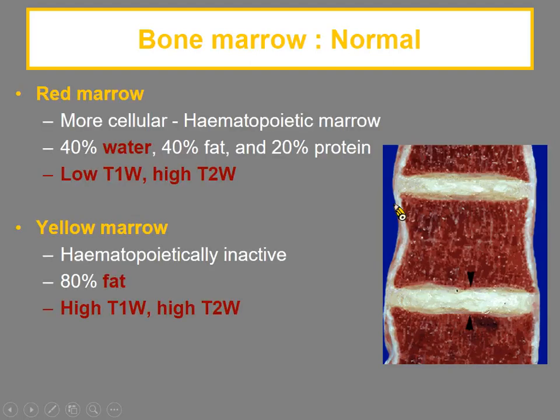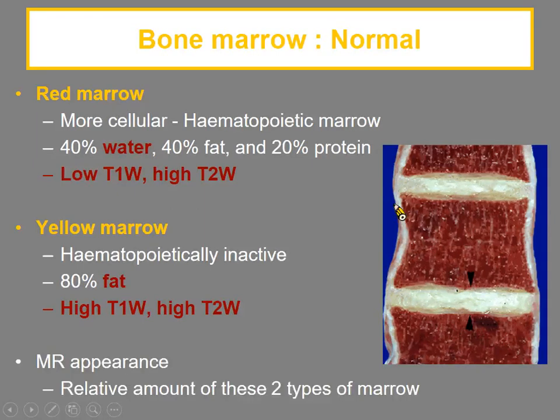So red marrow is marrow that is cellular, it contains more myeloid tissue, and it is hematopoietically active marrow, and this has a high water content, giving it a low T1 and a high T2 weighted signal. Yellow marrow, on the other hand, contains more fat, so it is hematopoietically inactive, and the fat gives it a high T1 and a high T2 weighted signal. And the MR appearance of any part of the skeleton that we look at really depends on the relative amounts of these two types of marrow that are present in that particular location.